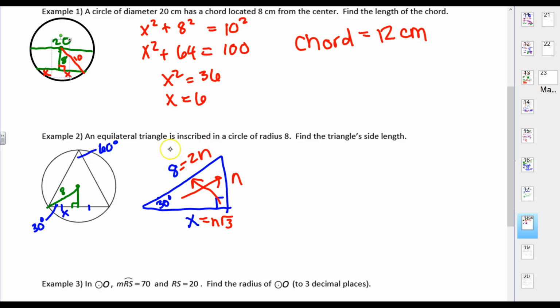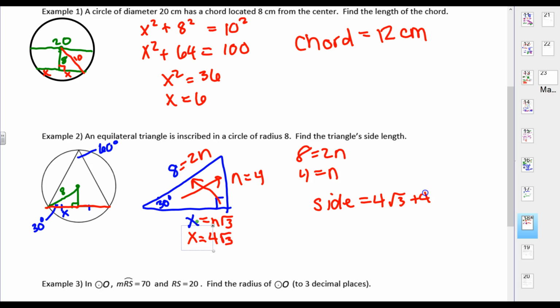So if 8 equals 2n, then 4 must be n, which means this side, which I don't need, is 4, which means that this piece here is 4 square root 3. That means from here to here is 4 root 3. This would be another 4 root 3. So the side length of my triangle is going to be 4 root 3 plus 4 root 3. So my side is really 8 square root 3. And that's my answer.